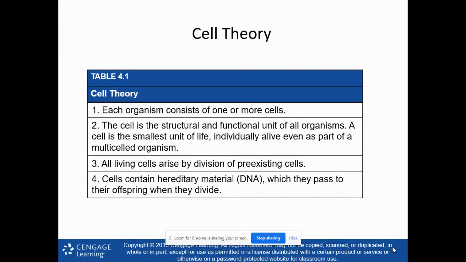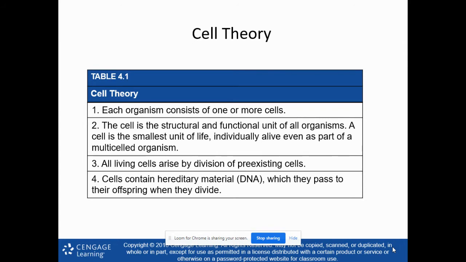All right. A cell is the smallest unit of life. All right. Individual alive, even as part of a multi-celled organism. All right, so the cells that make up your body are living things, even though they work together to make you. Okay, all living cells arise from division of pre-existing cells. So cells just don't appear; they have to come from previous cells, and we'll look at that process later on in the semester. And then the cells contain hereditary material, DNA. All right, which they then pass on to their offspring when they divide.